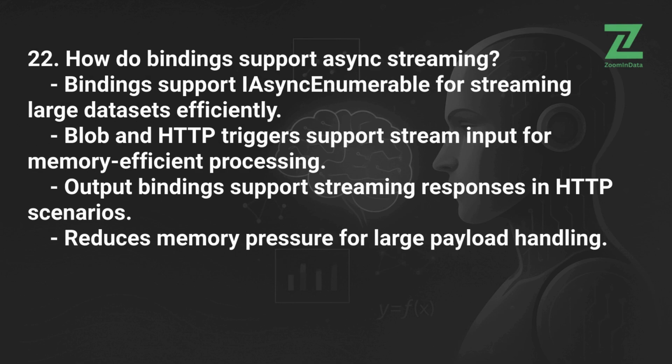22. How do bindings support async streaming? Bindings support async enumerable for streaming large datasets efficiently. Blob and HTTP triggers support stream input for memory-efficient processing. Output bindings support streaming responses in HTTP scenarios. Reduces memory pressure for large payload handling.